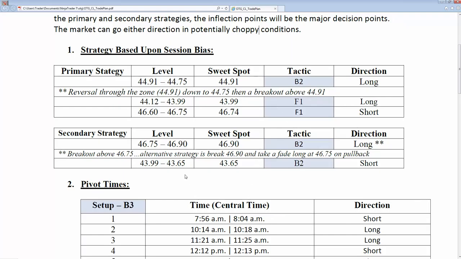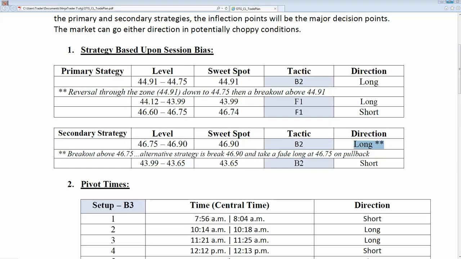So when I say inflection points are the key, you look here, 4660, I'm looking to get short in the primary strategy. But if we break out above it at 4675 to 4690, then you would be looking to get long. So this area right here on the chart was the decision point. And we give you an alternate strategy here on your secondary.